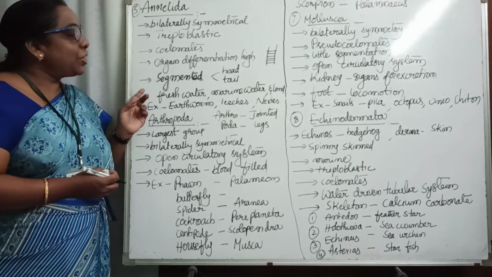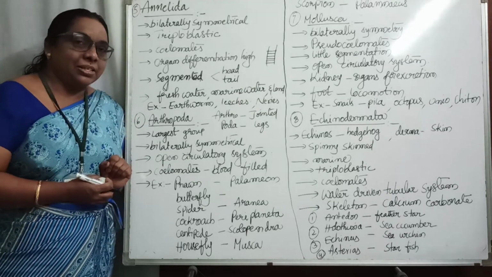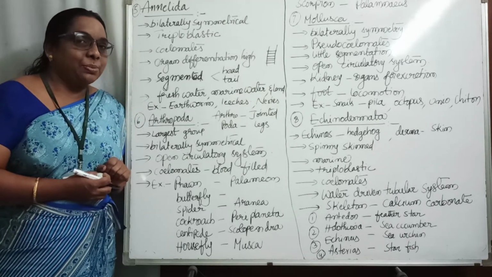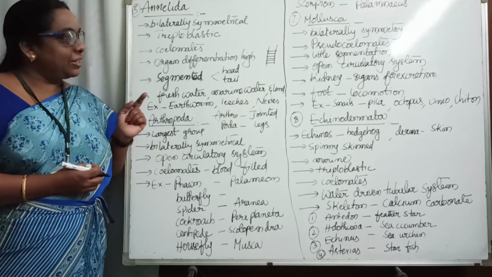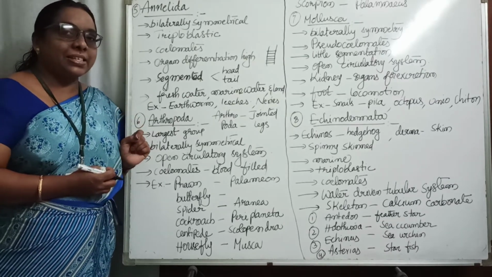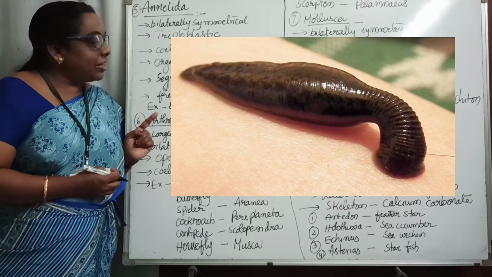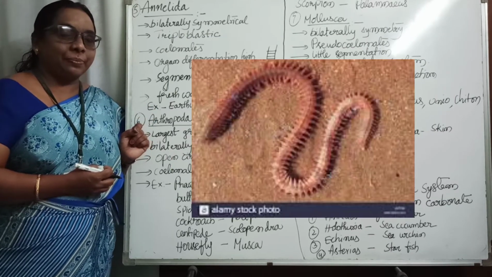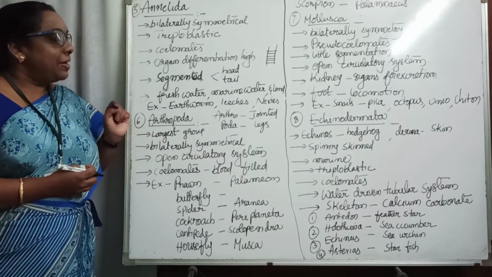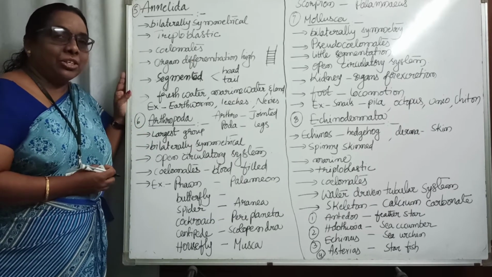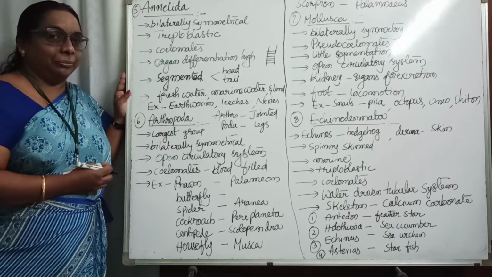Okay, so what are the examples that come under annelids? The first one is earthworm, the second is leech. Look at these pictures, children. The third one is Nereis. So that's all about the phylum Annelida.